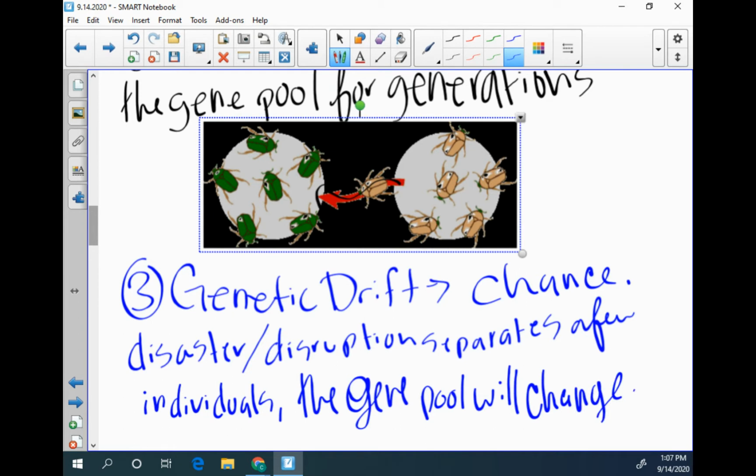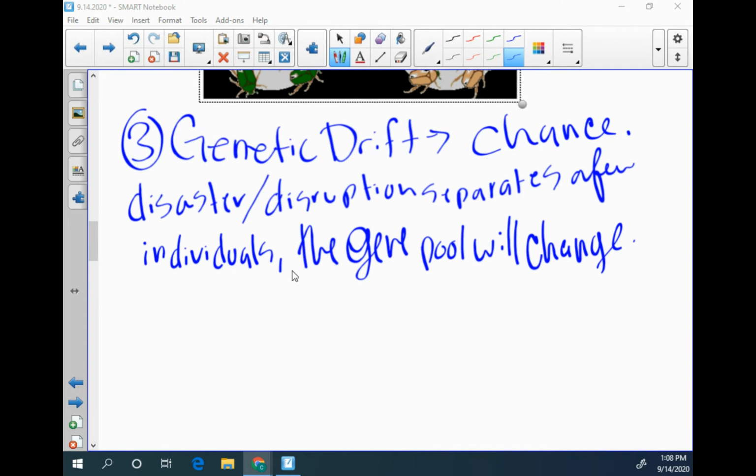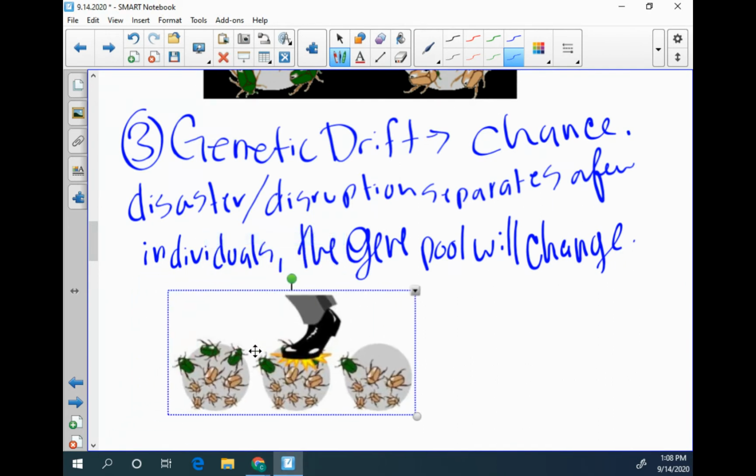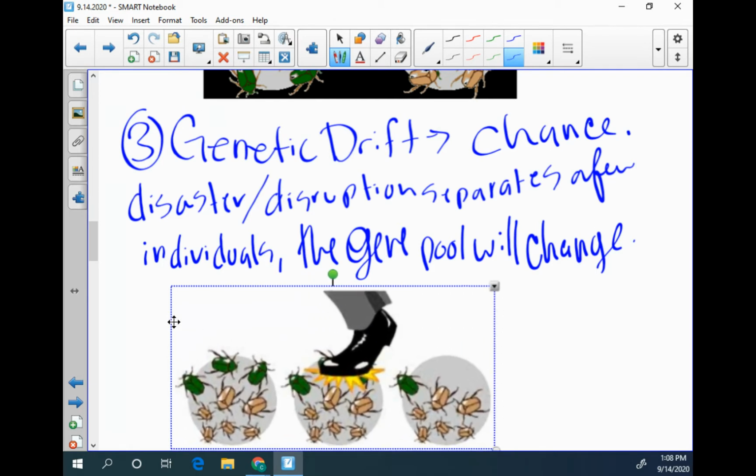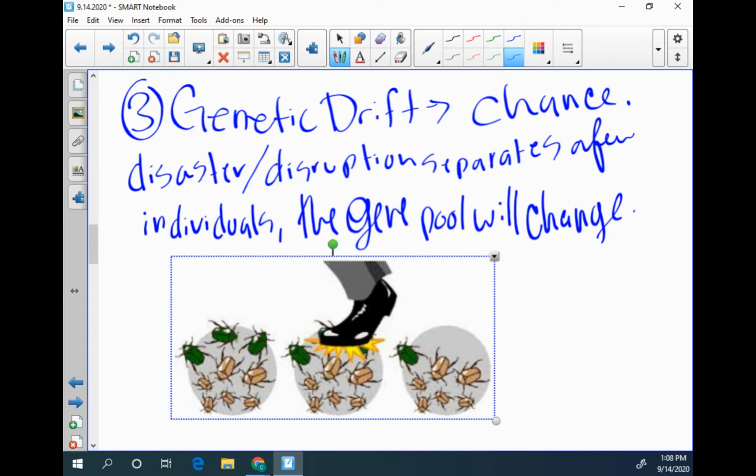Again, pull up an example. So, let's see. All right, we'll use our beetles again. So, let's say we've got roughly a 30-70 split of our green and brown beetles. We got 6 brown beetles and 3 green beetles.